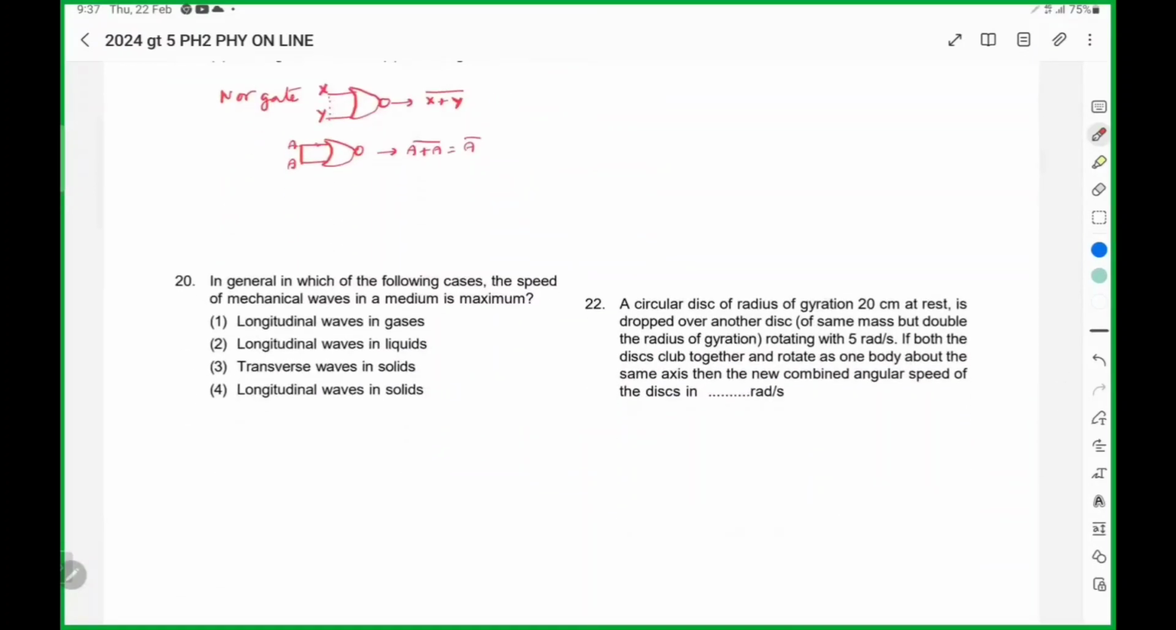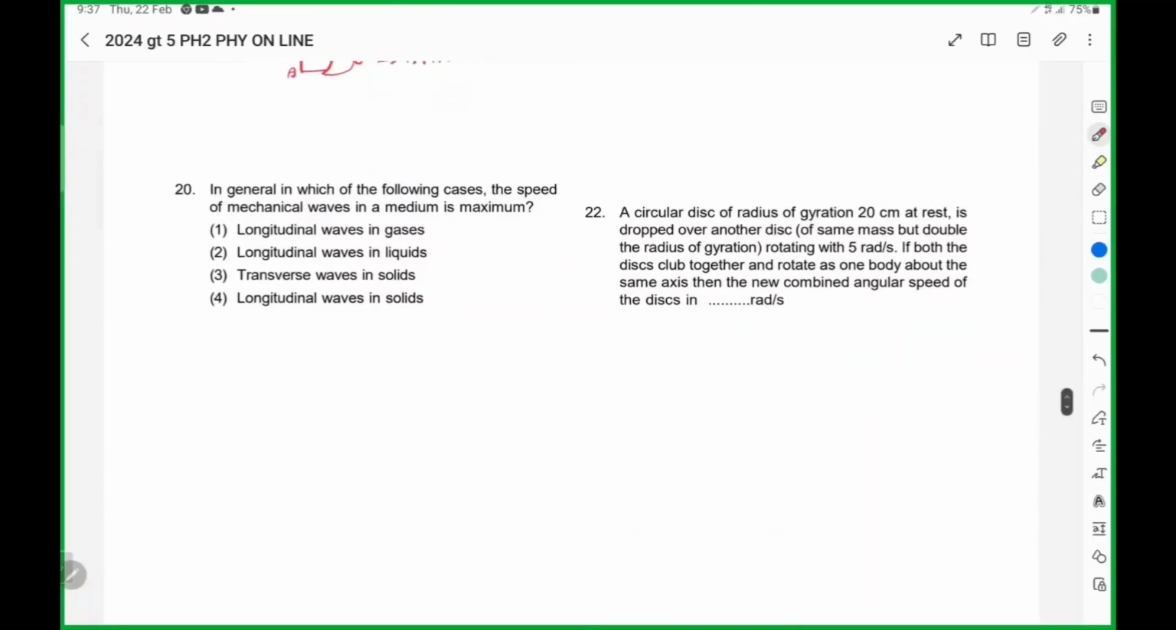Because recently they are giving theory questions in the first mains, it is better to concentrate on theory questions also.